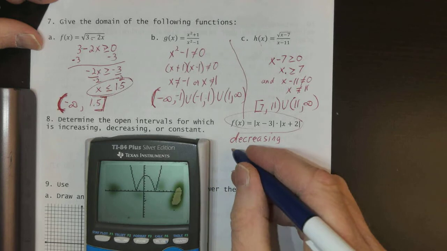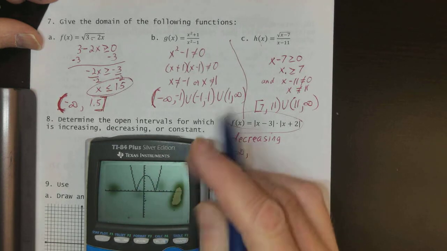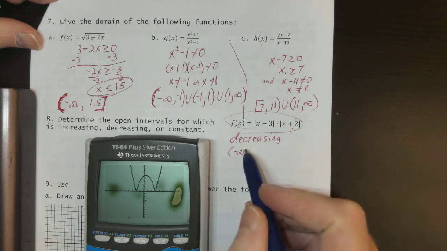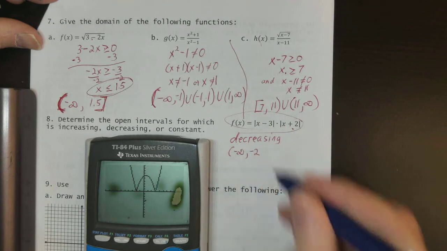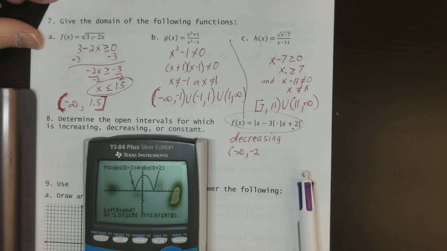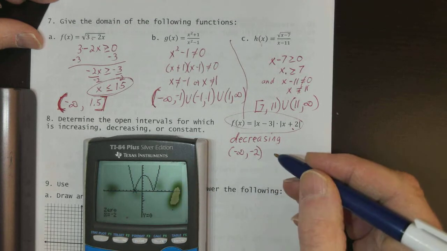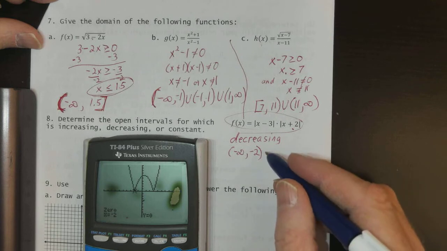From negative infinity to this point right here, would it hit 0? I'm pretty sure that's negative 2. I'm going to just do a quick calc of that just to show you. There's a 0 function there. I want to go left of that 0, so I'm over here. See, the x is negative 2.5. And then go right, hit enter, and that's negative 2, 0. So from negative infinity to negative 2, it is decreasing.